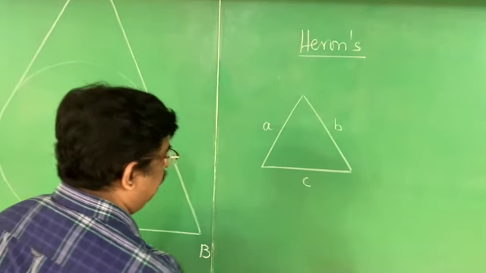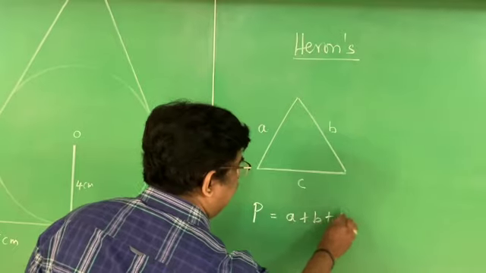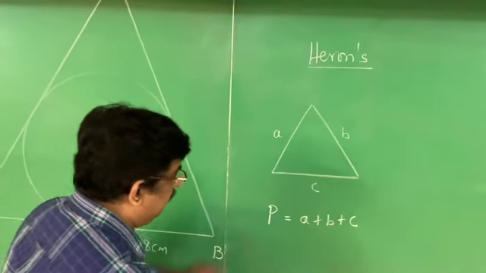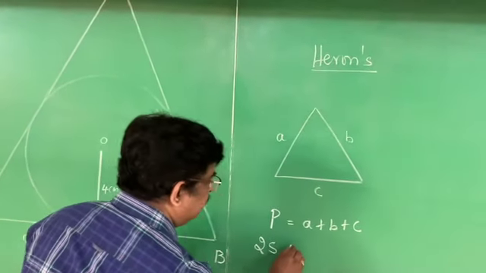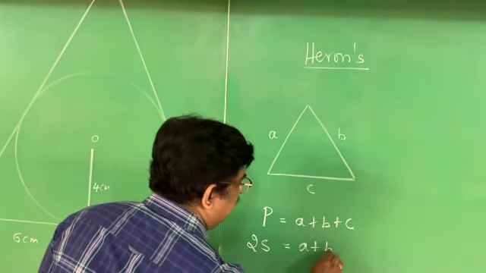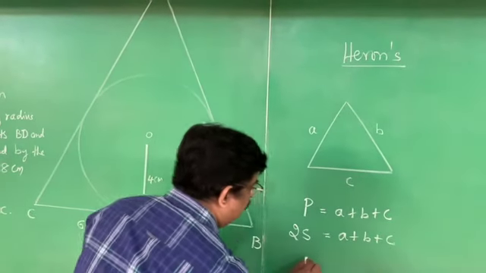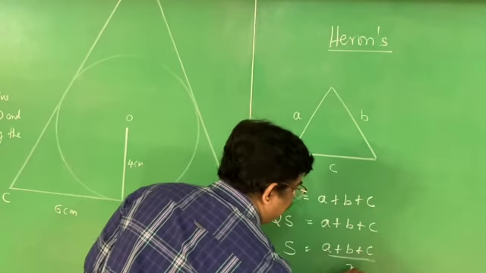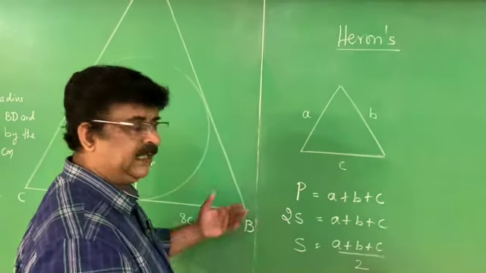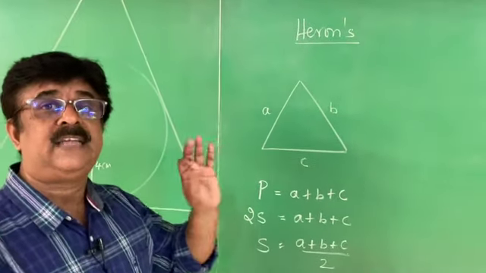P stands for perimeter. Perimeter is equal to a plus b plus c. But perimeter is the same as 2S, twice the semi-perimeter. So 2S is equal to a plus b plus c. Then S is equal to a plus b plus c divided by 2. Half of the perimeter is called the semi-perimeter. First you have to understand how to find the semi-perimeter.